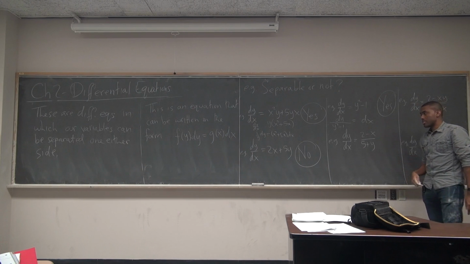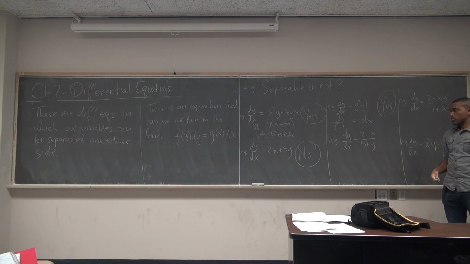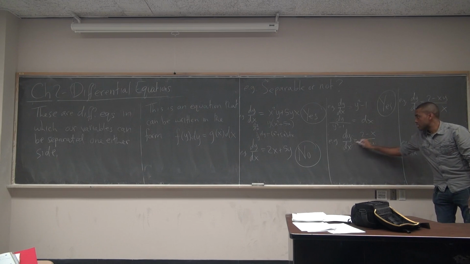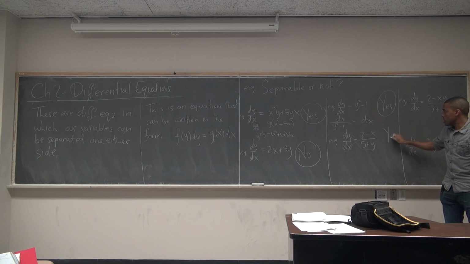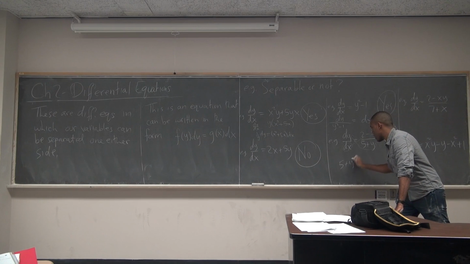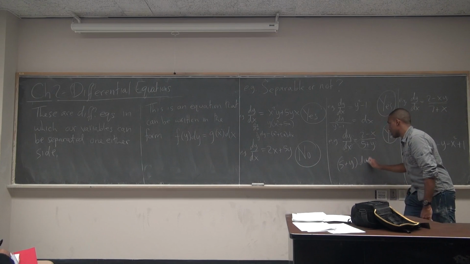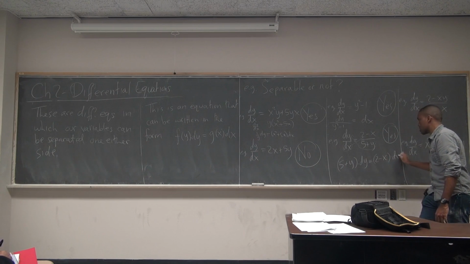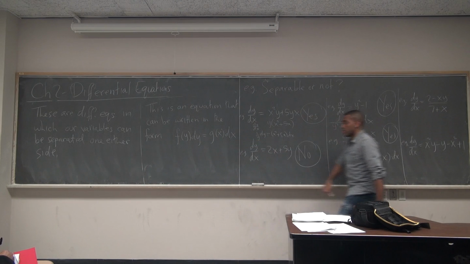What about this one? Cross multiply. I can multiply by this over there, and then multiply the dx over there. So this is also yes. In fact, that would look like 5 plus y times dy equals 2 minus x times dx, right? Which is exactly the form I need. It's separable.